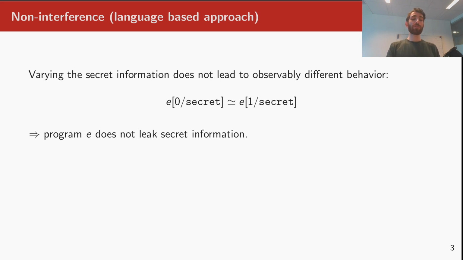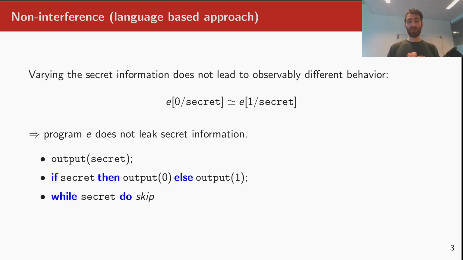Here are some examples of programs that do not satisfy non-interference. As we can see, the first program leaks the secret information by directly printing it onto the screen. This is an example of a direct information leak. The second program, on the other hand, exhibits an indirect information leak. Depending on the value of the secret data, the program can output different numbers to the screen.